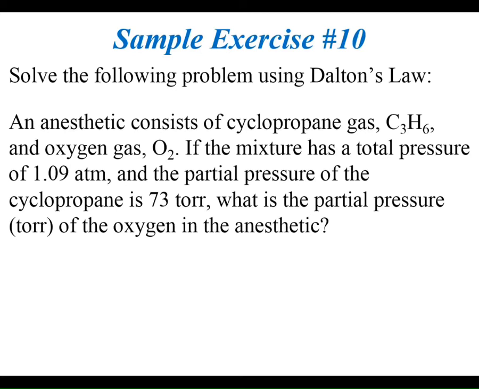And you remember what a torr is? Yeah, 1 atmosphere is also 760 torr, right? A torr is the same as a millimeter of mercury. So 1 atmosphere is 760 torr. So it's saying the total is 1.09 atmospheres. If 73 torr is cyclopropane, how much of it must be oxygen? So think about that, talk it over. So you have the total and one of the components. What's the other component have to be?